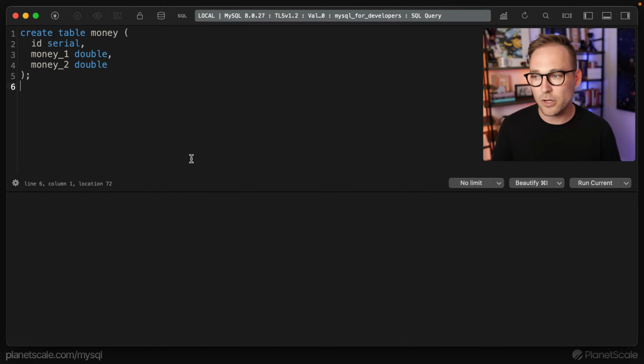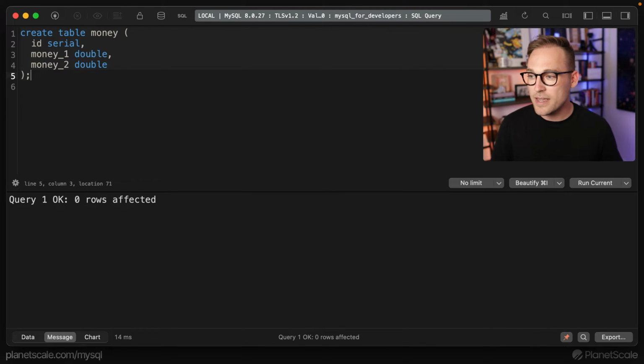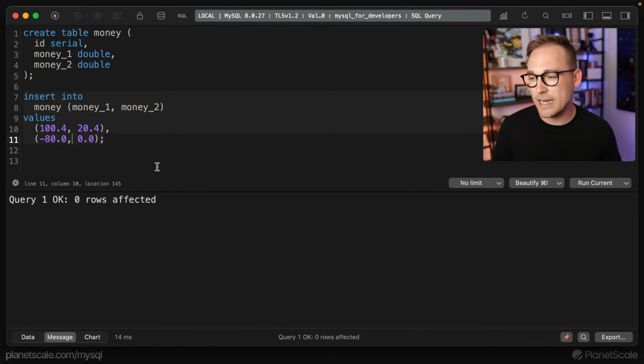Let me show you what I'm talking about. I'm going to create a table here called money, and I'm going to create two columns, money1 and money2, and those are both going to be double. Remember, don't do this. This is the example of what can go wrong. So if I create this, that looks like it was created just fine. Now I'm going to insert some data.